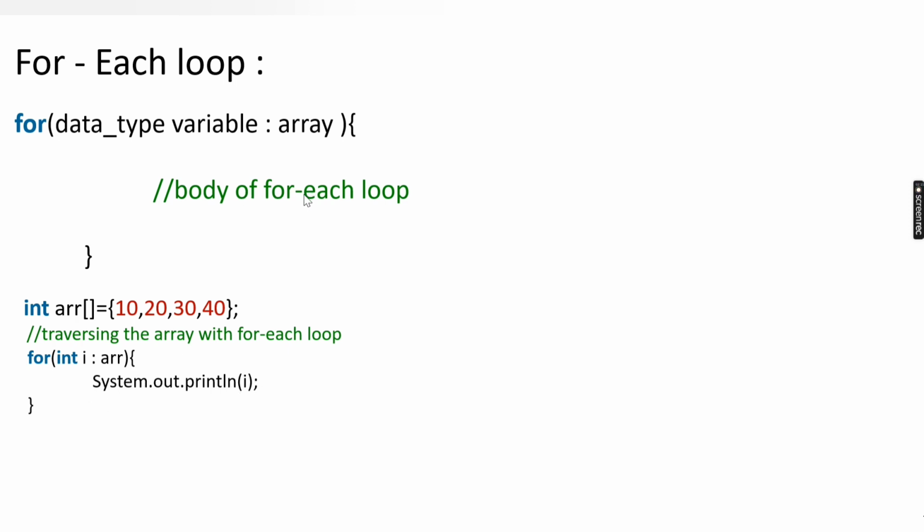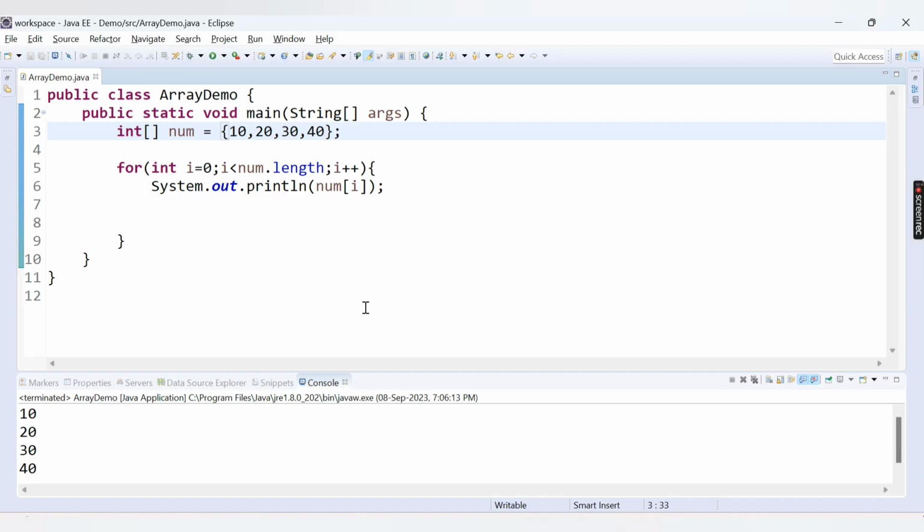In the loop body you can use the loop variable you created rather than using the indexed array element. Earlier, to print array elements, you needed to provide the index positions, right? If you want to print the first element, you say arr of i. Instead of that, you can directly provide the variable name here. Okay, let's see the practical implementation of how we can use the for each loop.